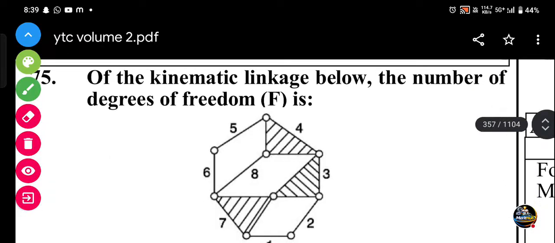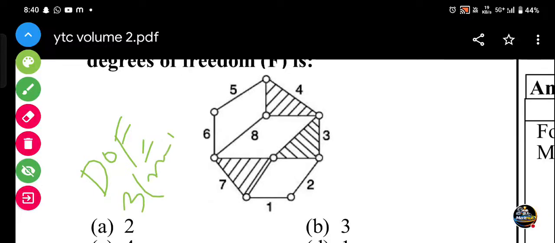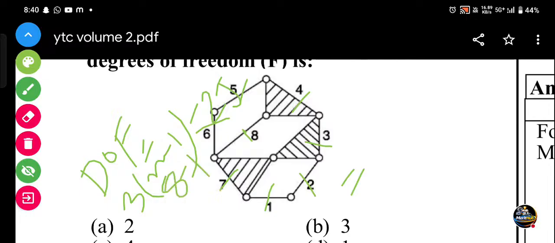Next question. Of the kinematic linkage below, find the degree of freedom. Degree of freedom equals 3 into n minus 1 minus 2j minus h. There is no higher pair, so h is 0. Number of links: 1, 2, 3, 4, 5, 6, 7, 8 links. Number of links is 8. 8 minus 1 is 7. 7 into 3 is 21, minus the number of joints where relative motion occurs.